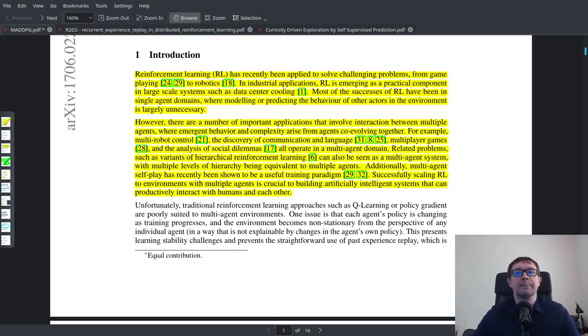So for Q-learning, all agents' policies naturally evolve over time because we're decaying our epsilon. It uses epsilon-greedy action selection, and epsilon decays over time, so the policy is changing in time.